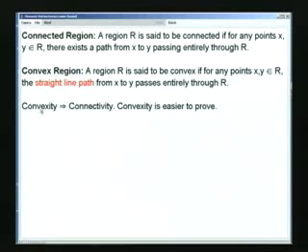Notice that convexity is only a special case of connectivity. In other words, if we know that a certain region is convex, then it has to be connected, of course. The reason why we worry about convexity is that straight line paths are very easy to reason with, and therefore it's often much easier to argue that a certain region is convex. So convexity of a region is easier to prove, and therefore we are worried about convex regions. But notice that if we prove that something is convex, we are also proving that it is connected.